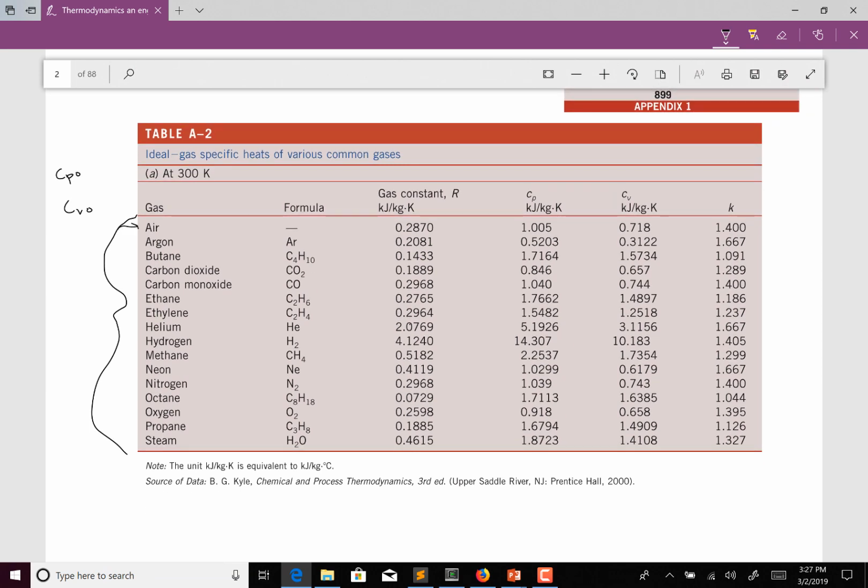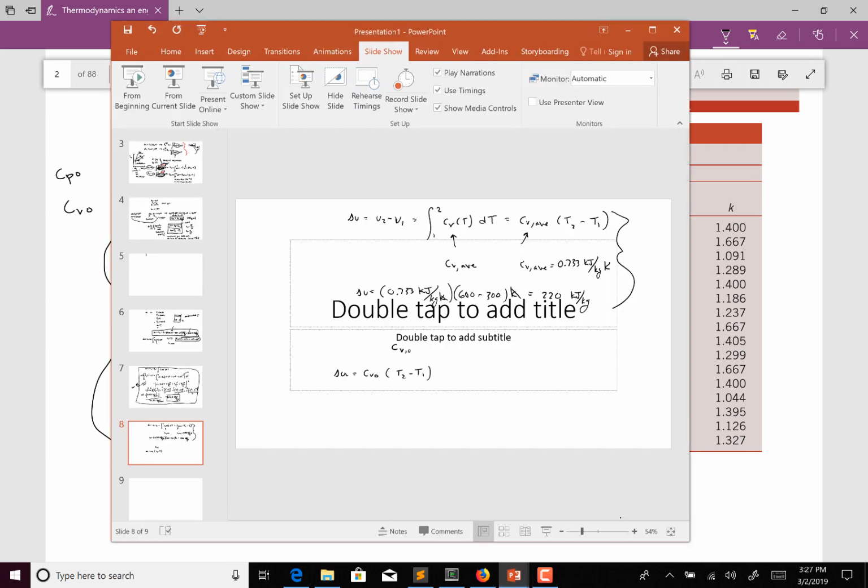So here's air. We want CV, so this is going to be 0.718 kilojoules per kilogram Kelvin, and this is CV naught. So let's go put this back into our equation.